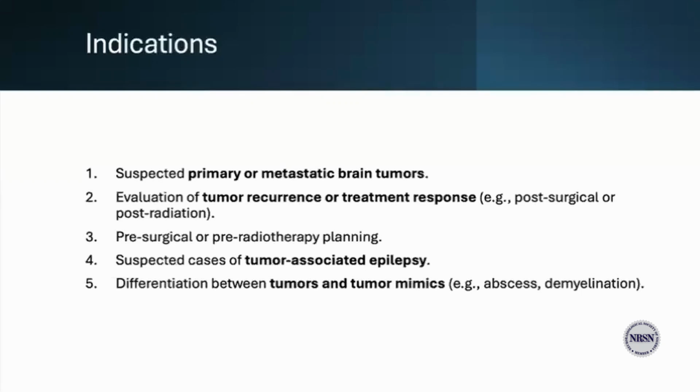Another important indication is when a patient presents with tumor-associated epilepsy. So seizures that might be caused by a brain lesion. And finally, we use this protocol to help differentiate actual tumors from other conditions that might look similar on imaging, for example, an abscess or demyelinating disease. That distinction is super important for getting the diagnosis and treatment right.